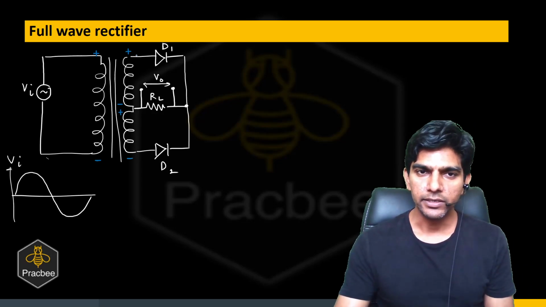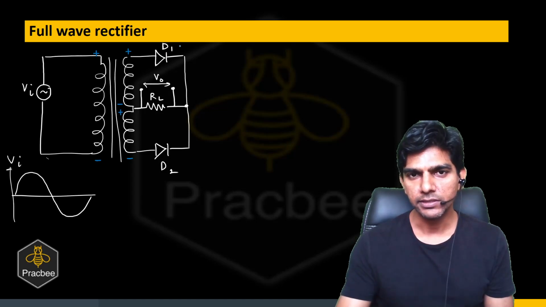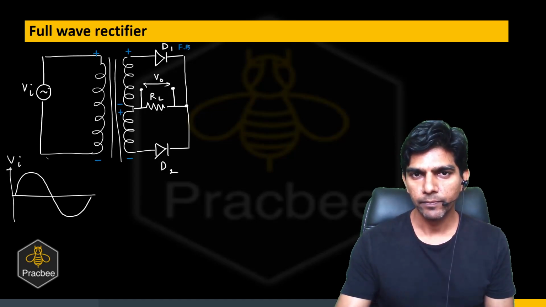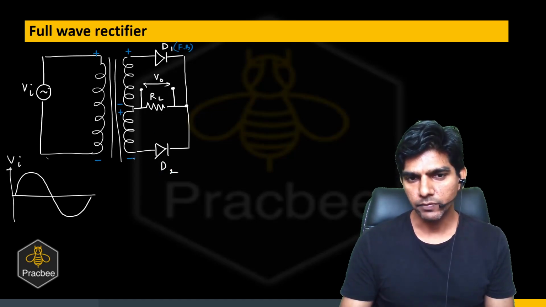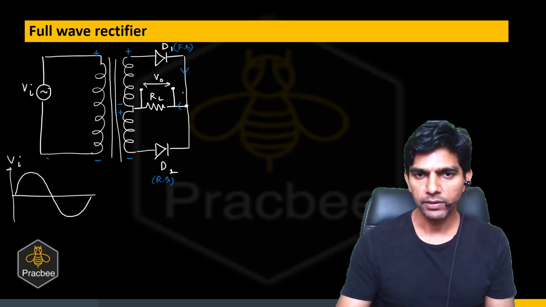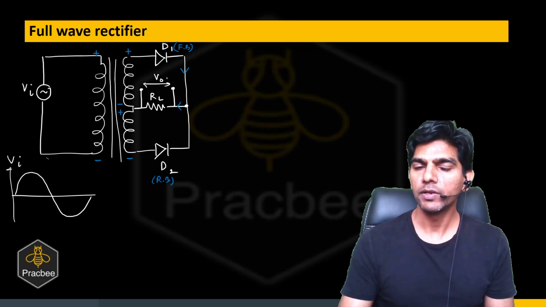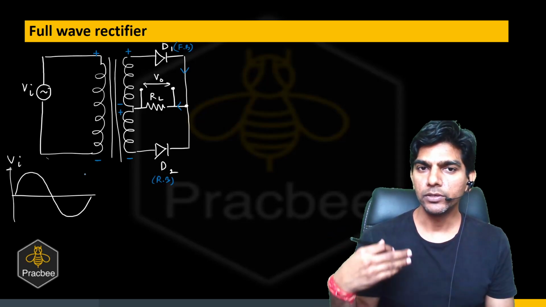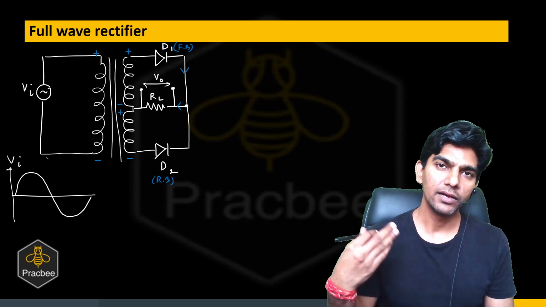D1 is connected with a high potential, so we can say D1 is forward biased, and D2 is connected with the low potential, so D2 is reverse biased. So what is happening here? There will be a current through the resistor like this. So there is a current and we'll have some reading. So we will be able to rectify the first half wave.